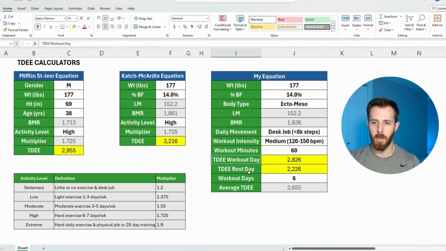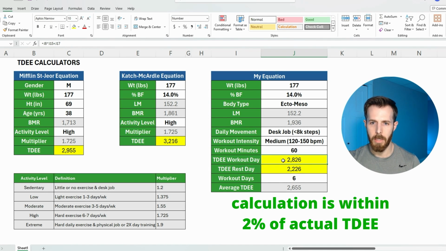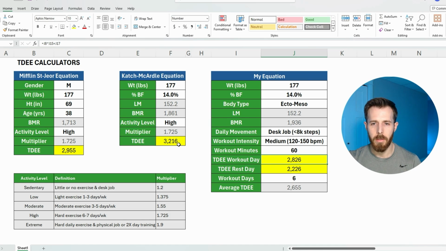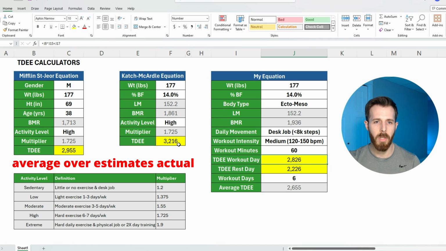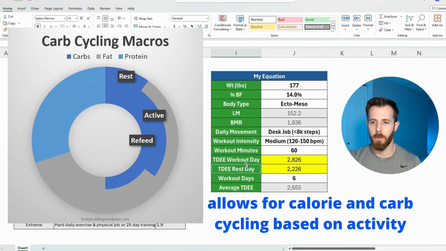The cool thing is I can also figure out my TDEE for a rest day. And based on how many days I work out each week, I can find my average TDEE. You can see that my workout day TDEE is actually lower than both of these formulas. And the reason is that I have a desk job. So even though I work out pretty hard, I'm not burning as many calories as these other calculators assume. The other reason these numbers are higher is because they only take into account one activity level and they give me an average TDEE. With my calculator, I get a TDEE for rest days and one for workout days. So I can more accurately figure out how many calories I have to eat.